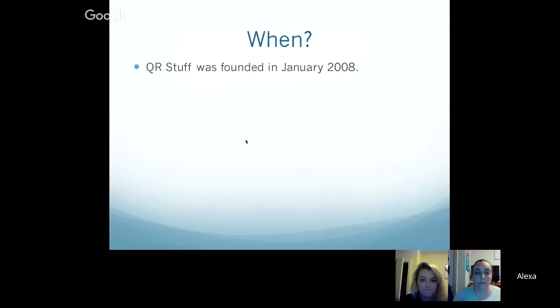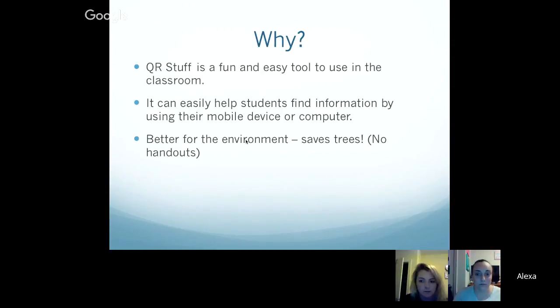QR Stuff was founded in January of 2018. QR Stuff is a fun and easy tool to use in the classroom. It can easily help students find information by using their mobile device or computer. It's also better for the environment. No handouts.